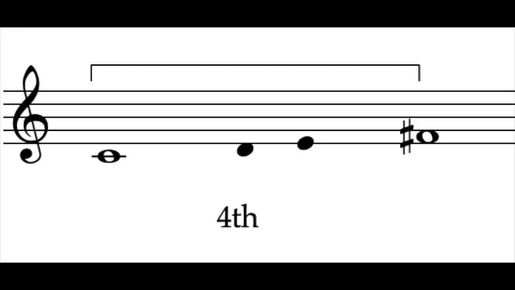It is for the interval C to F sharp that we need a new word. C to F sharp has to be a fourth, C, D, E, F, but it's a semitone wider than a perfect fourth, and we can't call it major, so we need a new adjective, and the adjective musicians use is augmented. So C to F sharp is an augmented fourth.